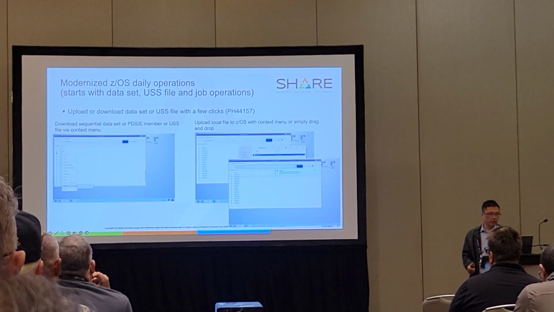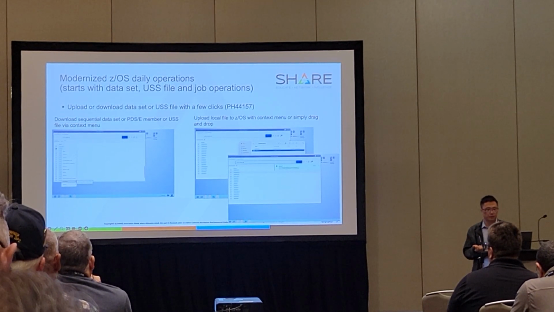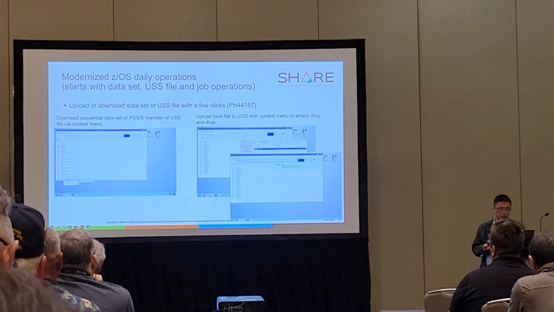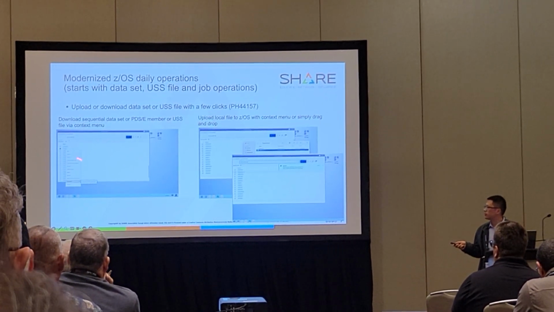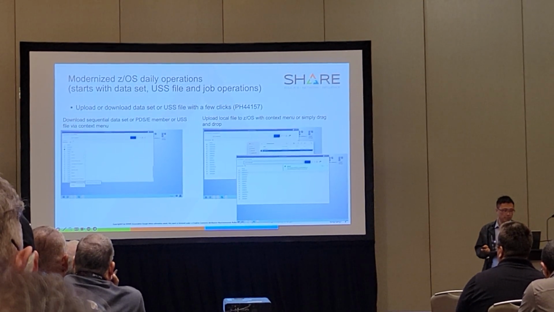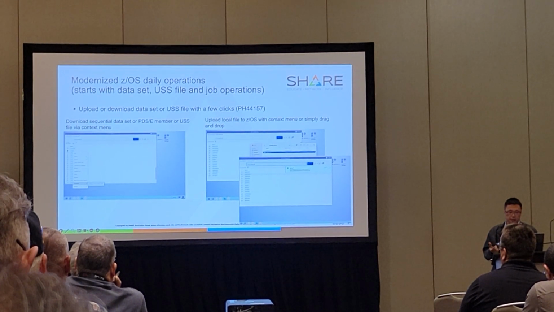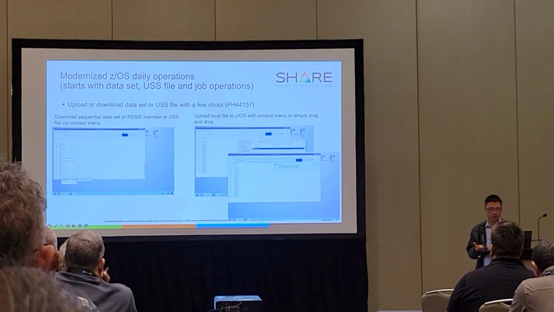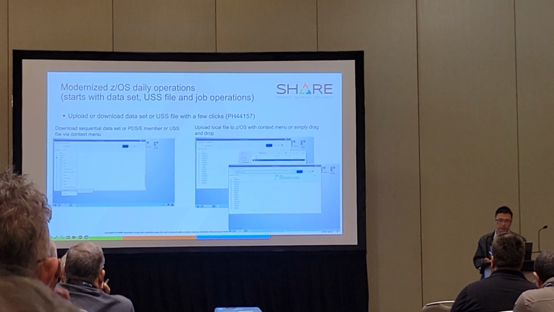The next enhancement is about uploading and downloading datasets and USS files. To download a dataset or dataset member, you only need to use the context menu and select the object from the USMF desktop search window. If you do that, a download task will be automatically created in your browser, which will download the dataset or USS file to your local laptop.